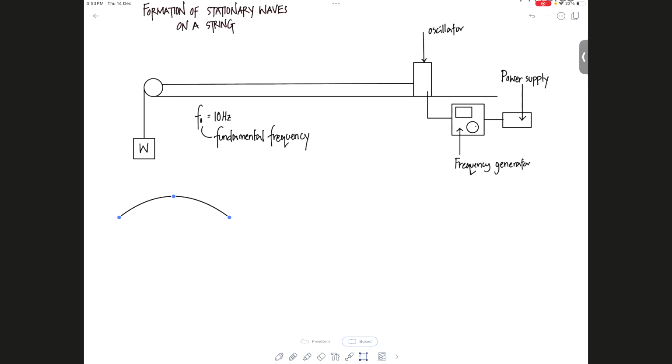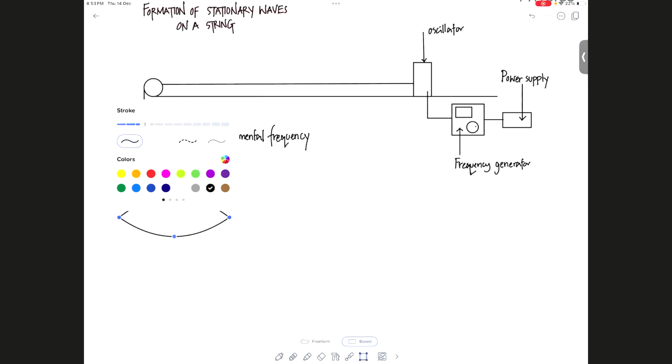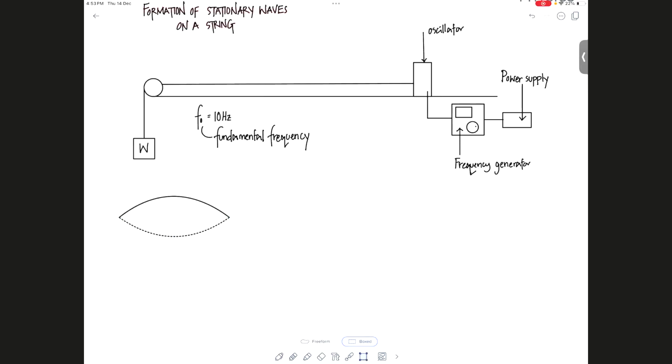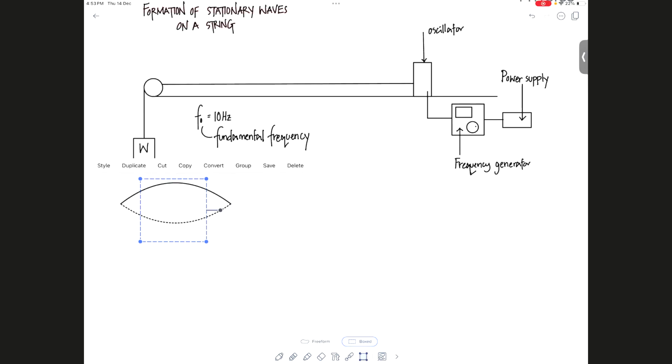It goes up and comes down, and it is the smallest stationary wave possible. However, listen very carefully, okay? What if I double my frequency? When I double my frequency, would the size of the wave be the same or would it become smaller?